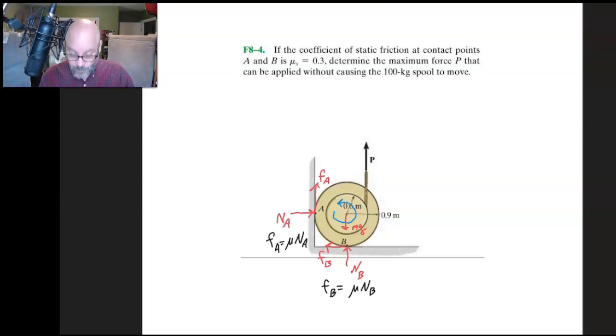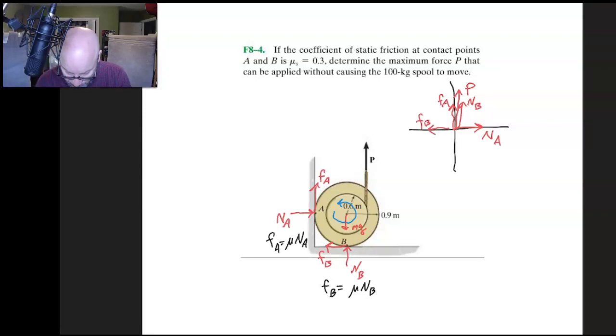Okay, now let's do our free body diagram. So we're here, here, and we've got P up. All right, now let's move over to point A. At point A, I've got FA up, and I've got NA here. If I move to B, I've got NB up. It's getting messy. And I've got FB here. And then finally, we've got the weight. Whew, that is a lot going on.